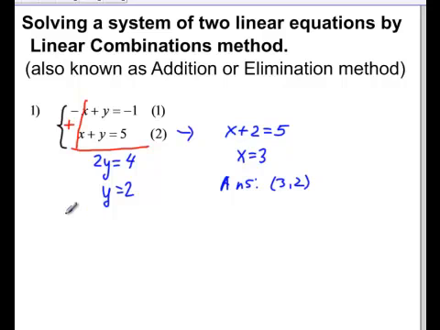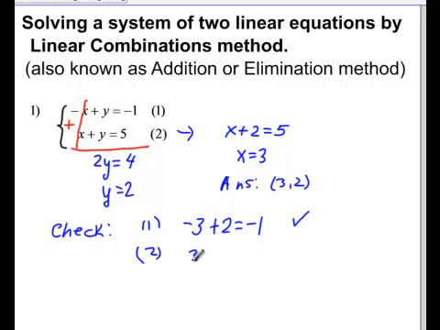And of course, it's a very good idea and a good habit to check your answer. In order to check, we are going to plug in x equals 3 and y equals 2 into both of those equations. For equation 1, we are going to have negative x, which is negative 3, plus y, which is 2, equals negative 1. And this is correct. For the second equation, x plus y equals 5. So x equals 3 plus y equals 2 equals 5. And this is also correct. So our answer is correct.